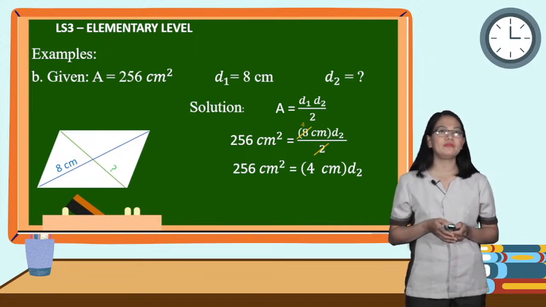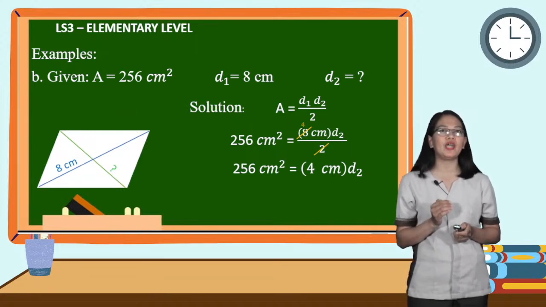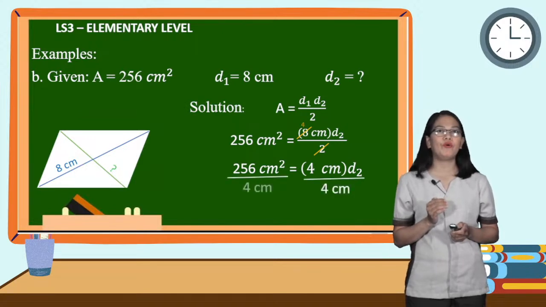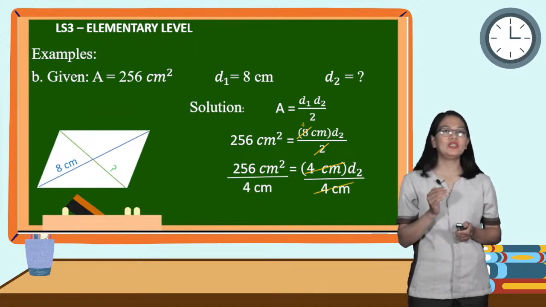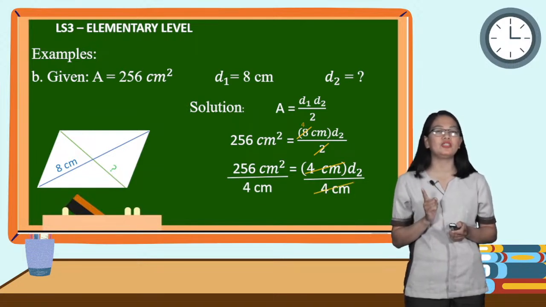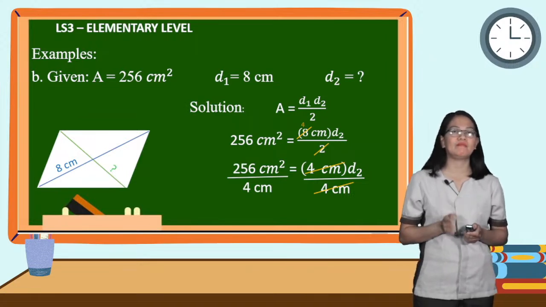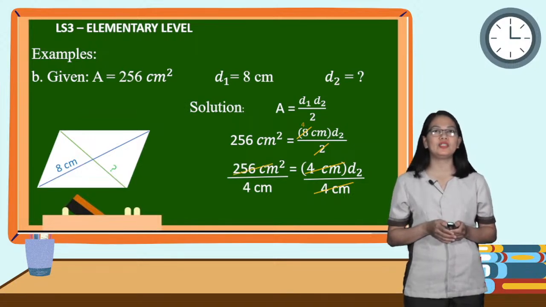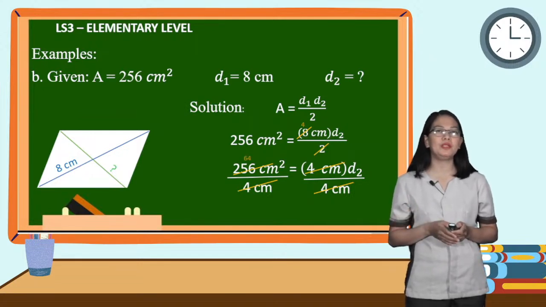Okay? And then for us to solve for the unknown diagonal, we will simply divide both sides by 4 centimeters. Of course, 4 centimeters divided by 4 centimeters is equivalent to 1, leaving D2 on the right side. And 256 square centimeters divided by 4 centimeters is equivalent to 64. That simply means the length of the second diagonal is 64 centimeters.